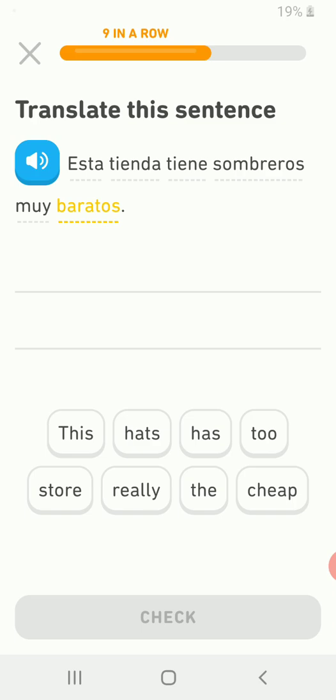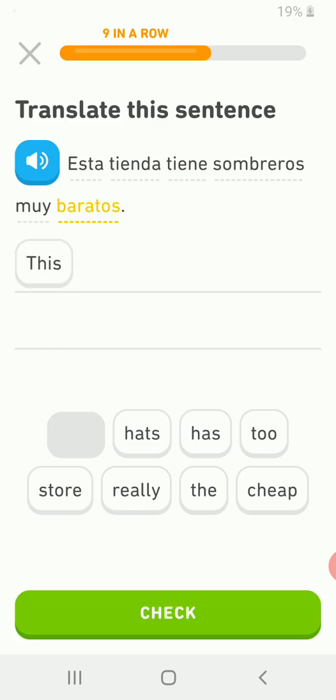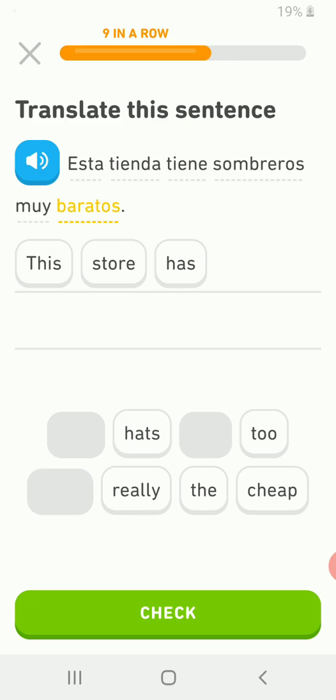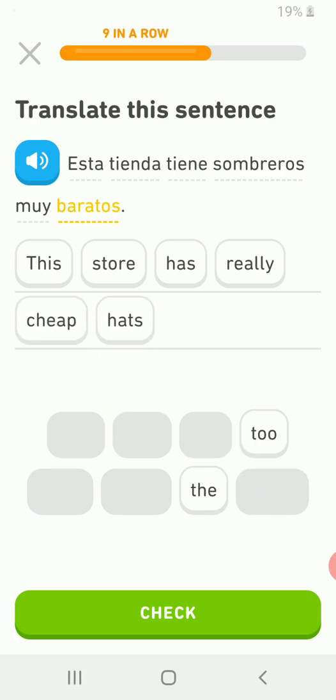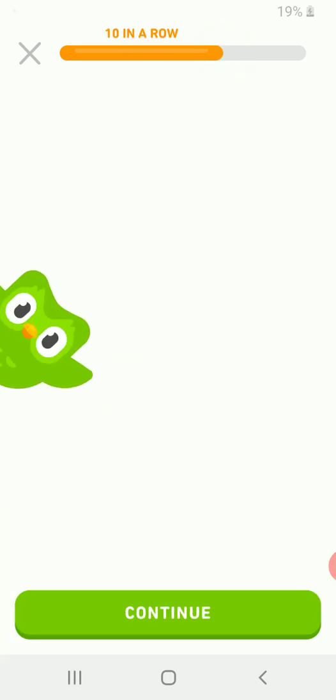So esta tienda tiene sombreros muy baratos. What does the shop have? It has a lot of hats, very cheap hats. So this store has really cheap hats. Yeah, that's how I would say it.